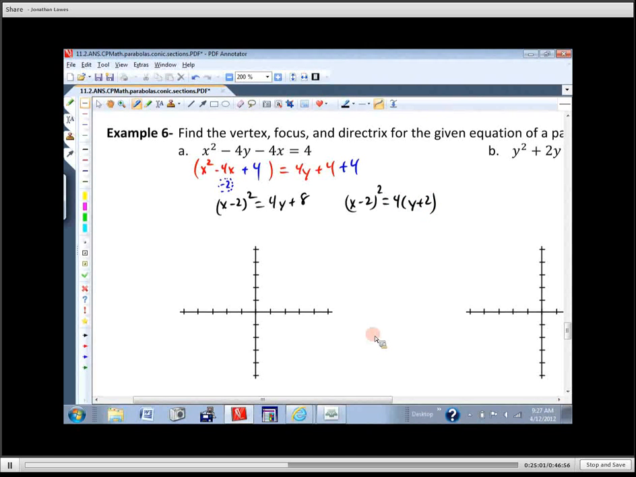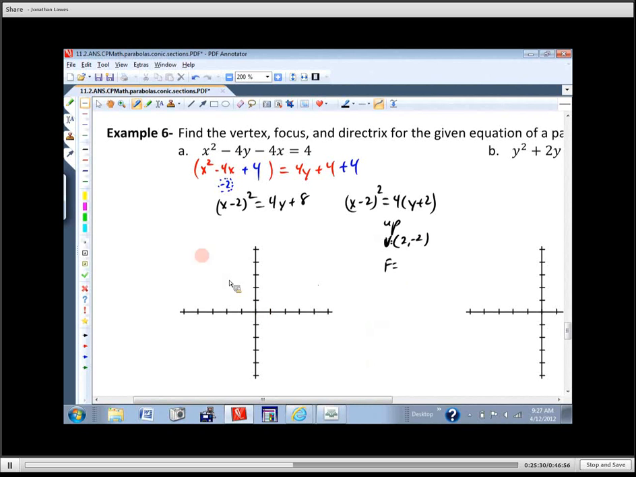Now we can start asking ourselves the exact same questions. Where's the vertex? Where's the focus? Where's the directrix? Does it open up, down, right, left? All that sort of stuff. So we already established this opens either up or down. Which is it? Opens up. Okay, where's the vertex? Again, please don't make that mistake. 2, -2. Find the x. That's going to help us find the h. Find the y. That's going to help us find the k.